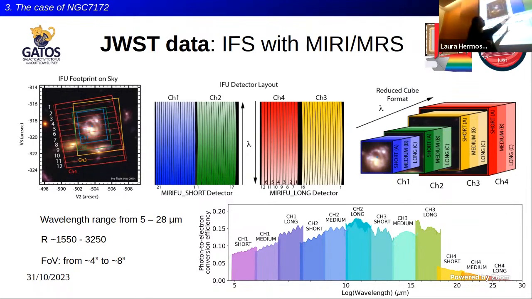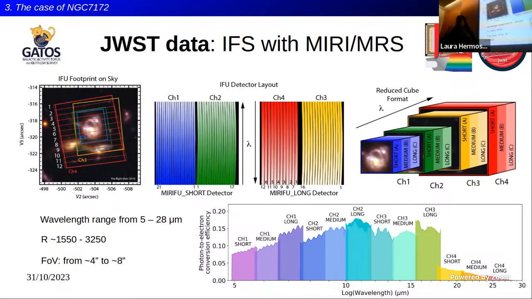This is just an overview of the IFUs, which work very similar to MUSE. And at the end, what you have is 12 different data cubes covering a total wavelength range from 5 to 28 microns approximately. Each of the cubes has slightly different efficiencies and slightly different properties. The smallest field of view that we have is approximately a square of 4 by 4 arcseconds, and the largest is 7 by 8 arcseconds, more or less.